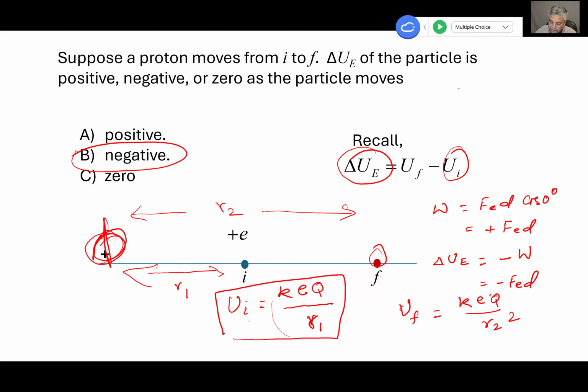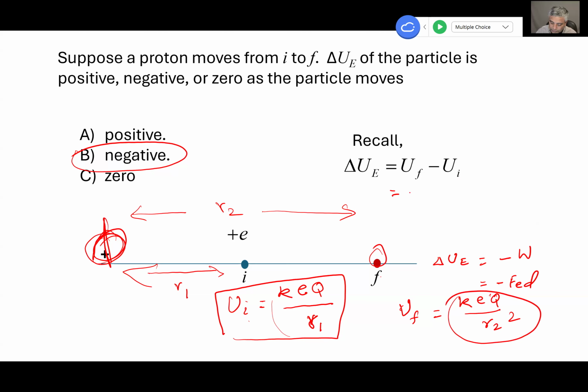Now when we find the change using this formula, let me get rid of these. We need to write this one first: K e Q over R2, minus K e Q over R1. Not squared, my bad, they're not supposed to be squared there. So R2 and there is R1.